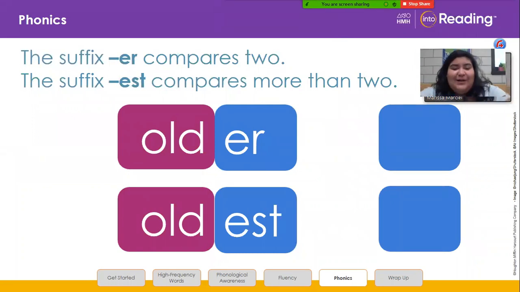So what I want you to do is cover the ER, right? On that first word. That first word, it's old, right? Let's do it. Old. How many syllables are in there? It's only one. Let's remove our hand. Let's add the ER to it. It's older. It has two syllables now. Let's do the other one. Oldest. It still has two syllables, right? But those two have different meanings. Older is comparing two things, but oldest is comparing more than two.